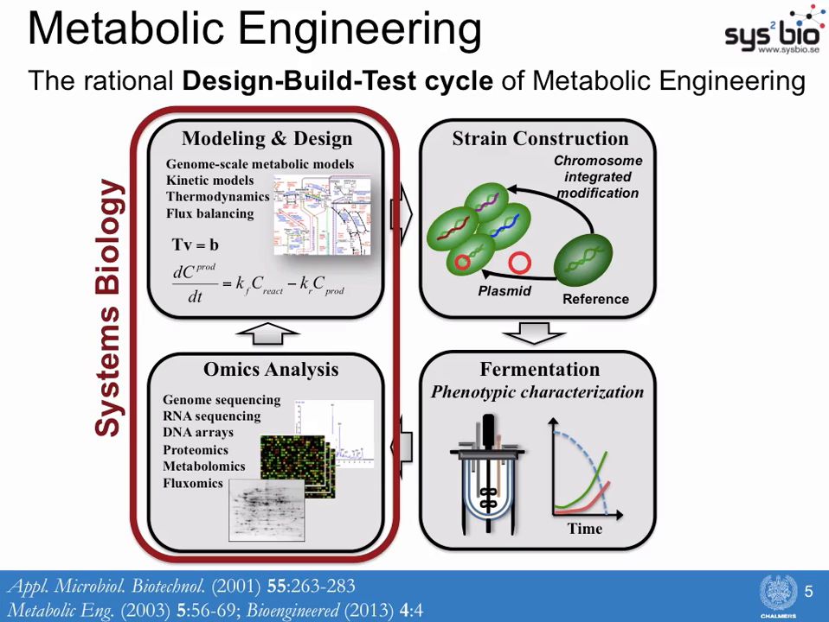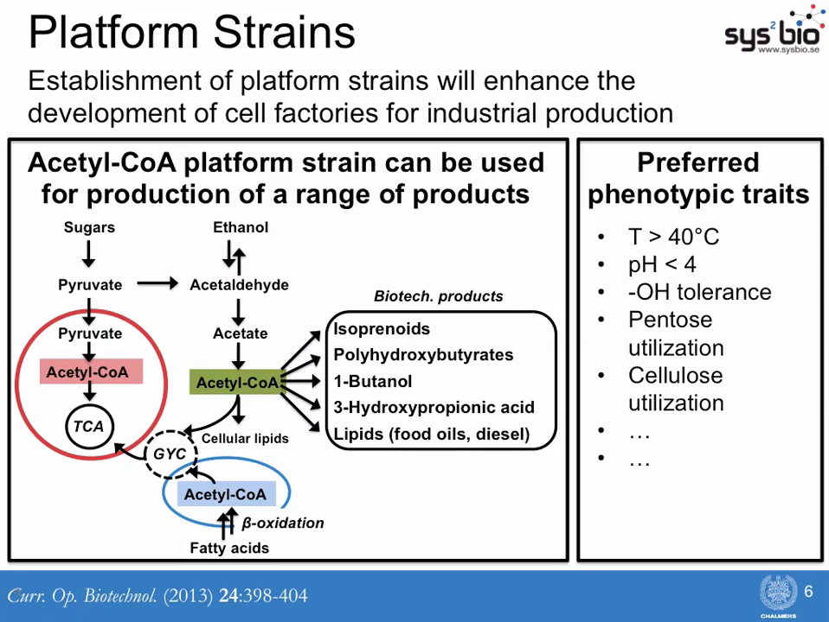But let me first talk a little bit about development of platform strains and also an example of a traditional design, build, test cycle. So as I said, we are interested in developing platform strains that can efficiently produce and provide specific precursor metabolites that can then be used for production of a number of different products. And acetyl-CoA is an interesting precursor metabolite because it's used for the biosynthesis of a range of different products that have industrial interest. Isoprenoids we already heard about, PHBs, 1-butanol, 3-hydroxypropionic acid, different types of lipids, and so on.